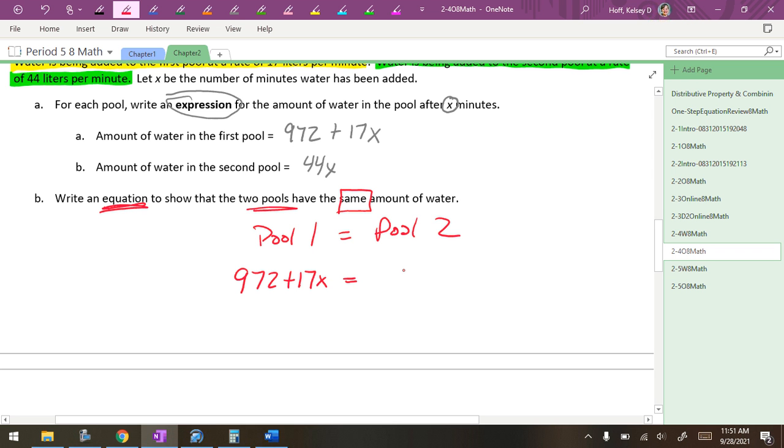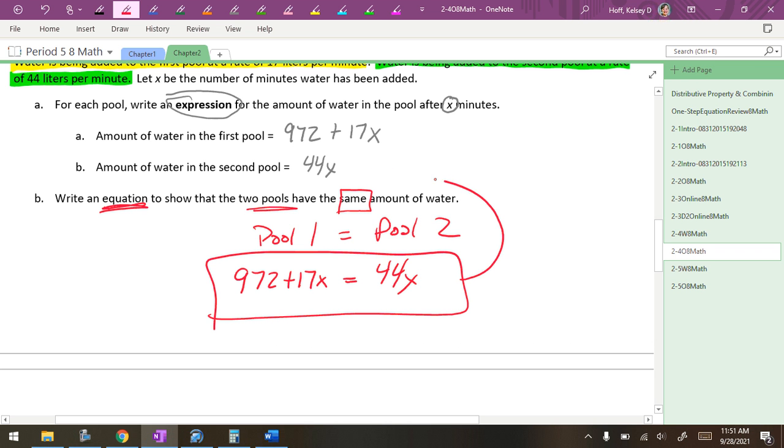And what was pool 2? Done. You don't solve. You don't have to combine anything. They just have this problem to practice writing the equations. You create this equation based off of those top two answers. You create it based off of those top two. Just practicing writing an equation.